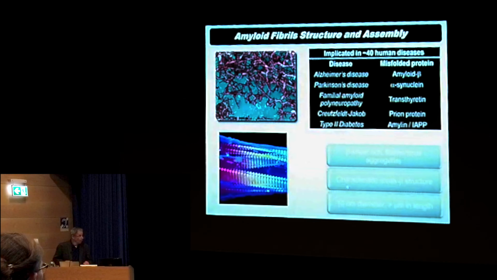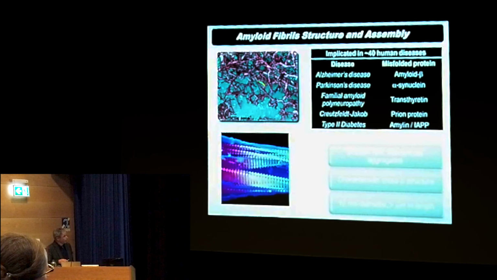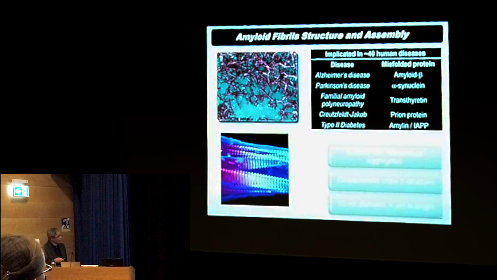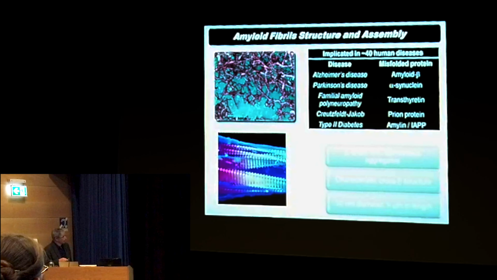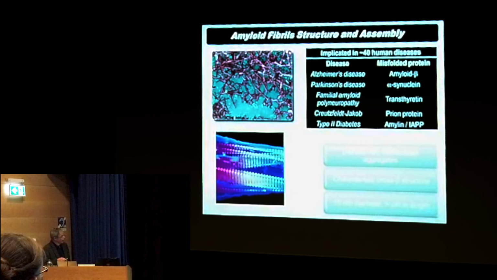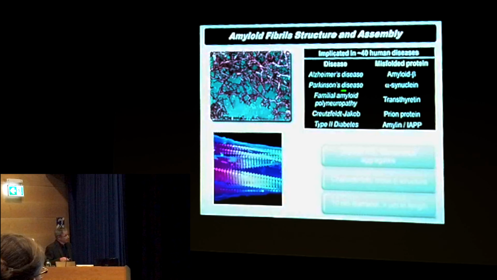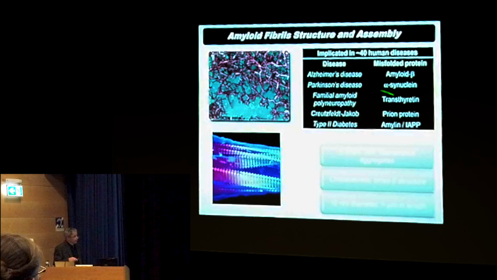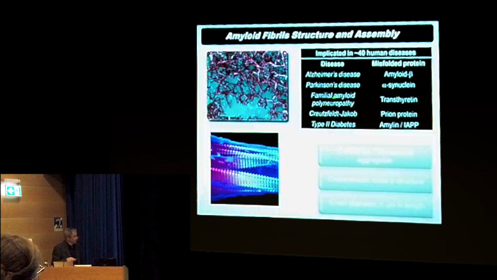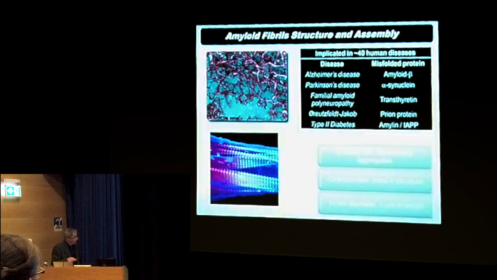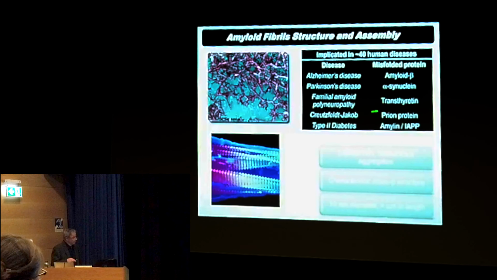There's a whole range of different diseases. Alzheimer's disease, where amyloid beta and tau form these so-called amyloid fibrils, which are these end products which have these very narrow fibrils. They're less than 10 nanometers in diameter and have this characteristic cross-beta sheet. In Parkinson's disease, it's alpha-synuclein, the intracellular protein that aggregates. You have familial amyloid polyneuropathy, which is transthyretin.